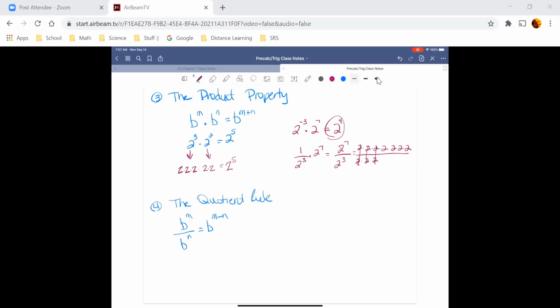So let's say we had 2 to the 8th over 2 to the 4th. That's going to give us 2 to the 8 minus 4. It's always going to be top minus bottom, which is going to give us 2 to the 4th. Anybody know what 2 to the 4th is? 2 times 2 is 4. 4 times 4 is 16.